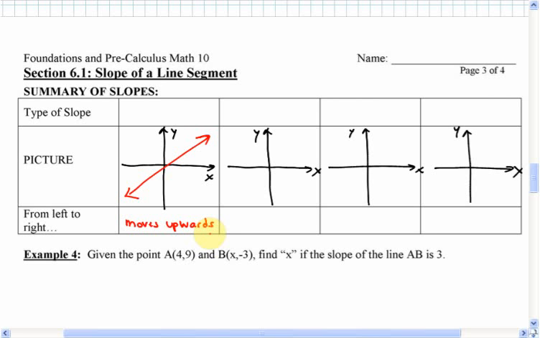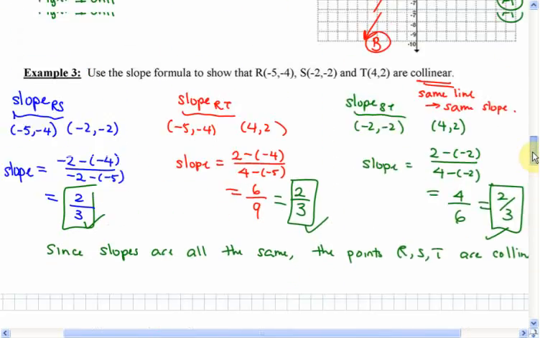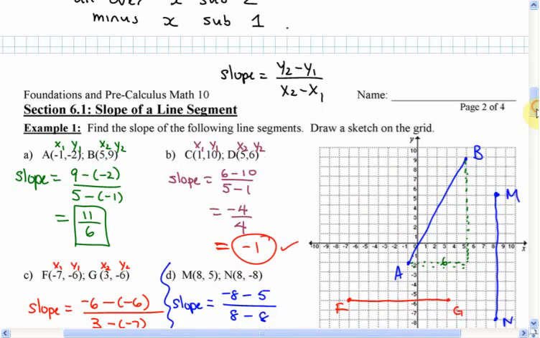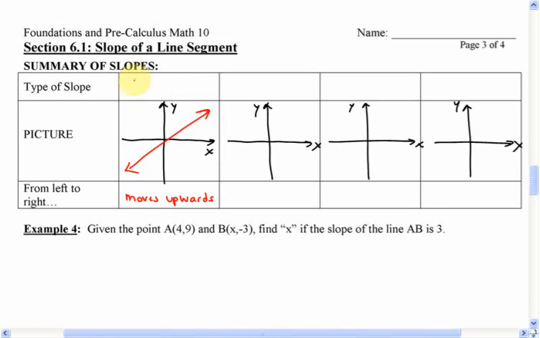If you look back to the previous page, example number 2, which line looks like it's upward sloping? A or B? B. What do we know about the slope of this line? It was 2, or positive 2. If you look up here, you see this line AB? That was the slope of the first one. This fraction is positive. So what I want you to see is that upward sloping lines have positive slope, because the rise going from left to right is positive.